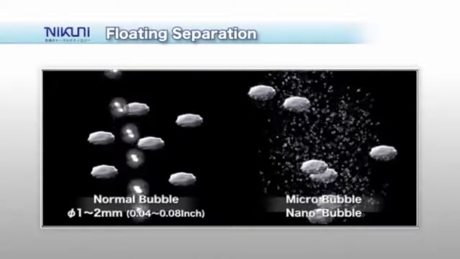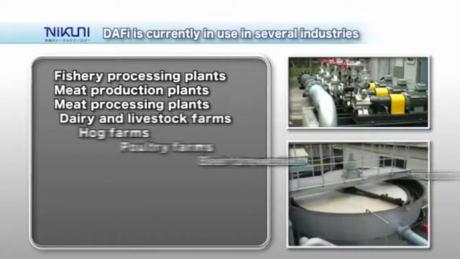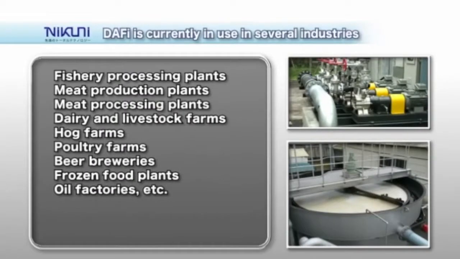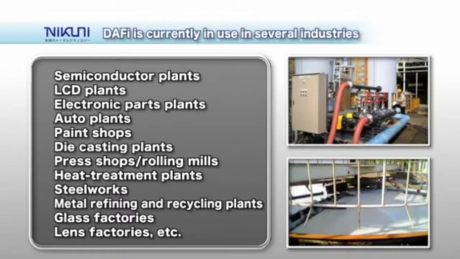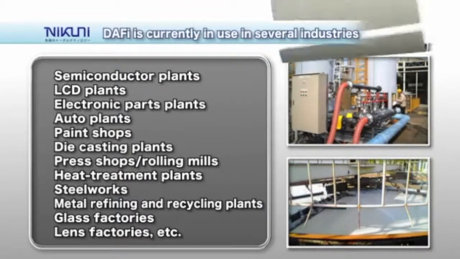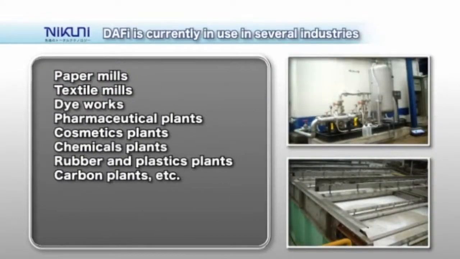The Nikuni KTM DAF is currently in use in several industries. Let's look at a few examples. Our system is used to clarify water discharge from food processing facilities, including fishery processing plants, dairy, and livestock raising facilities. Additional applications include the removal of impurities from recycled water and discharge water from industrial manufacturing facilities, including semiconductor and automotive plants. It is also used to clarify water from facilities such as paper mills and pharmaceutical factories.